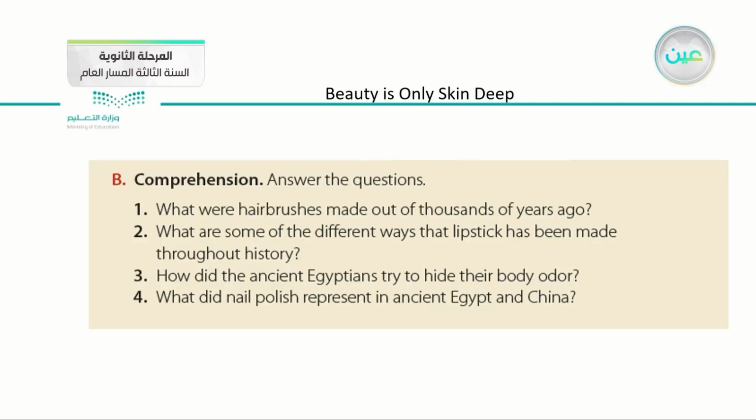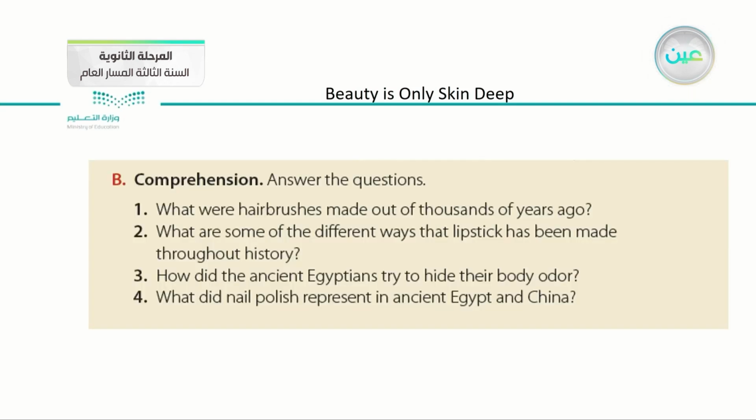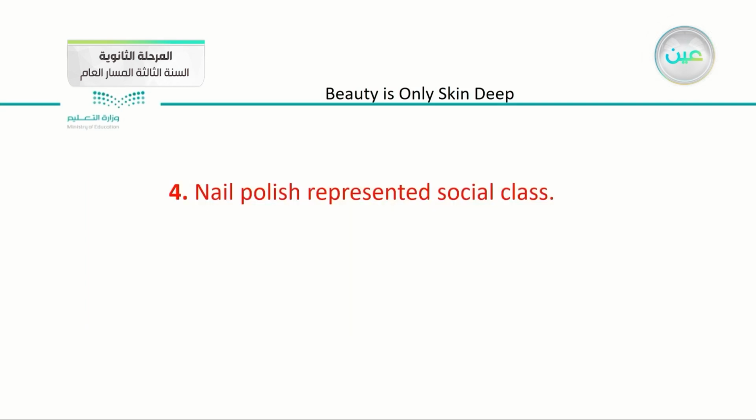The third question, how did the ancient Egyptians try to hide their body odor? They put perfume in their baths and on their underarms, and they tried using odd items such as incense and porridge as deodorant. Number 4, what did nail polish represent in ancient Egypt and China? The answer is nail polish represented social class.